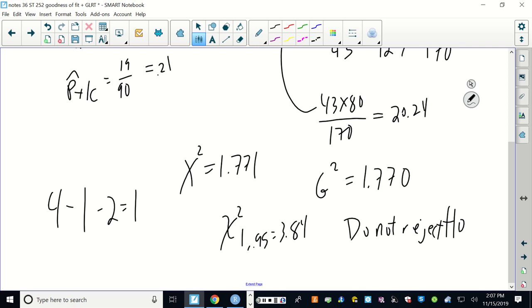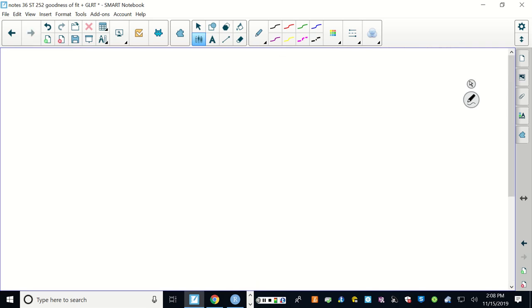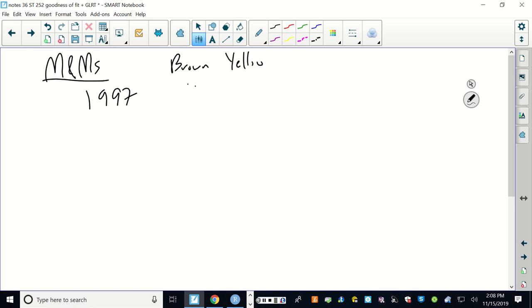Okay, so one more example. We've looked at M&Ms before, but why not? We'll use this, and we get another fun application on Monday with Bayesian statistics. In 1997, there was brown, yellow, orange, green, and blue. I could almost use the colors up here for this.